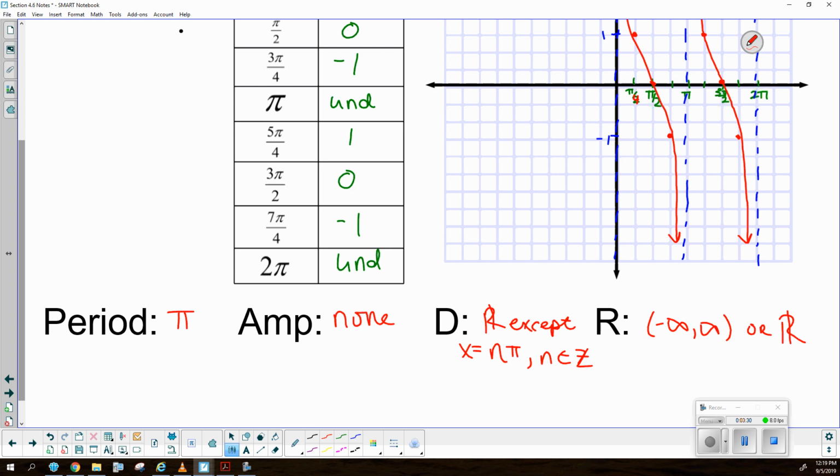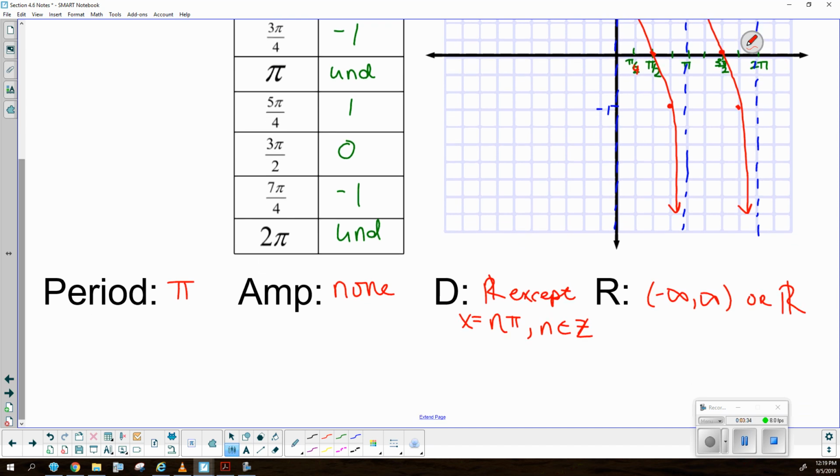Okay? But one thing that we want to remember about cotangent is whereas tangent was an increasing function, cotangent is decreasing. Okay? So that's all we need to know about the parent function. I'll make a couple more videos, or at least one more video, where I'm going over some examples of transformations and how we handle that. Okay?